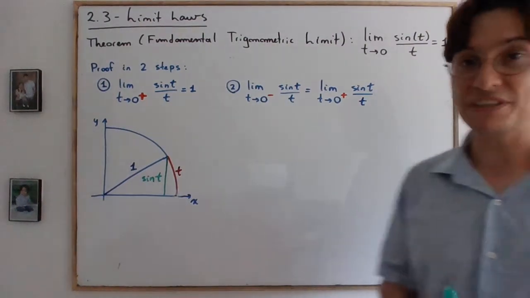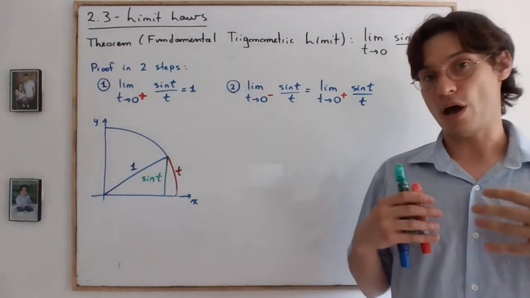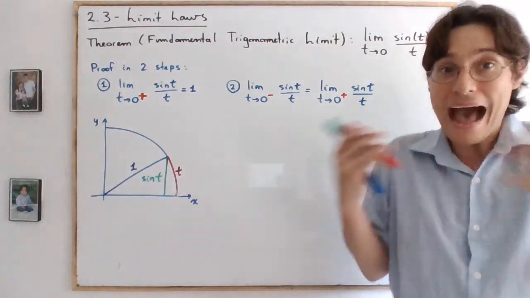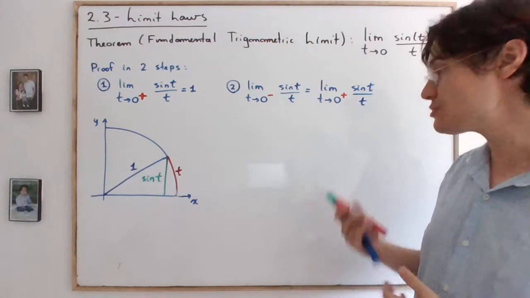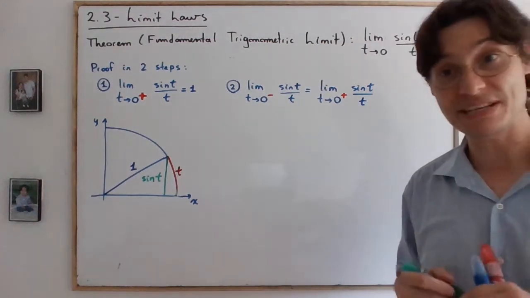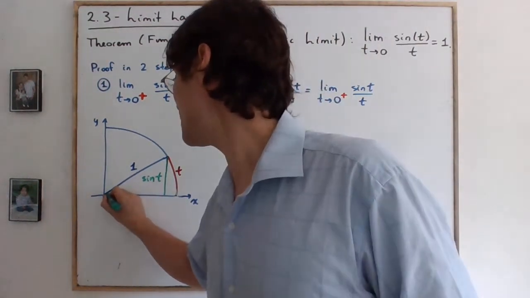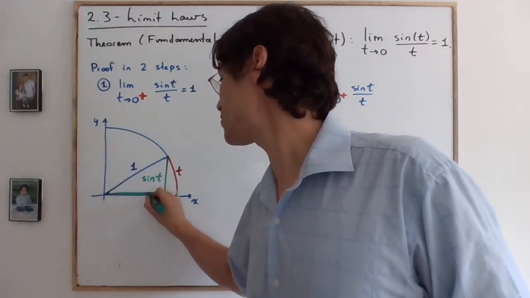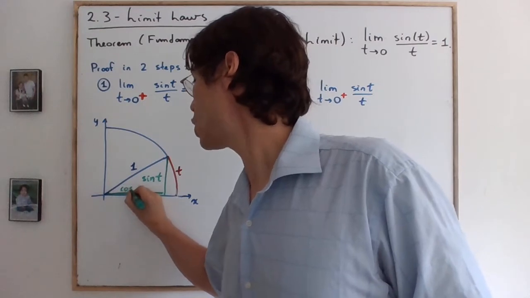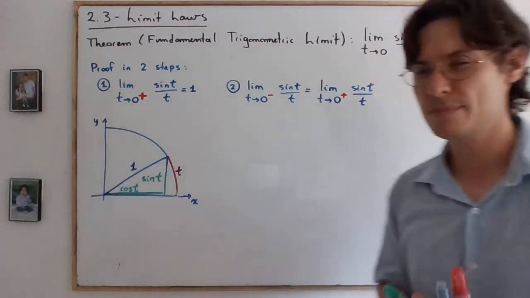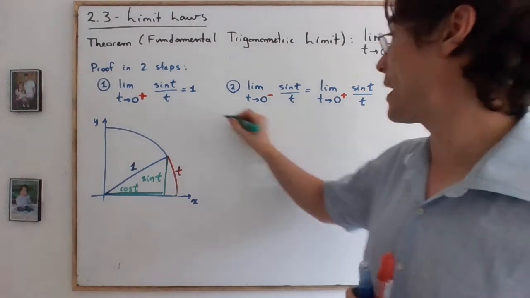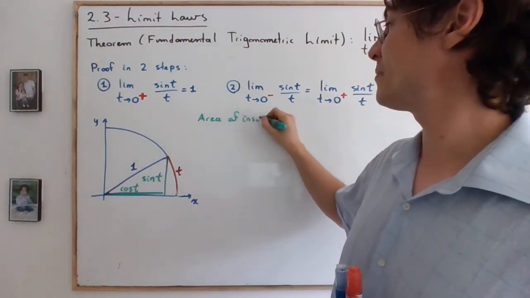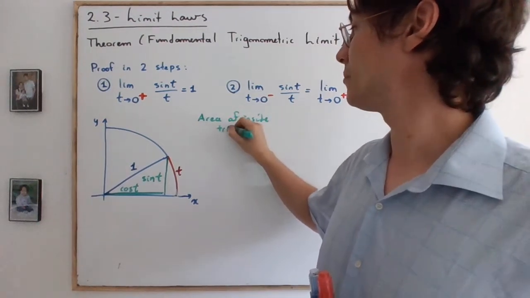So this is a way to understand this limit. Now for the full proof, the idea is to create 3 areas, have an inequality between them, and use the squeeze theorem. Here's how we proceed. The first area will be this triangle, and this green side right here will be cosine of t. This is the smallest area, the area of the inside triangle.